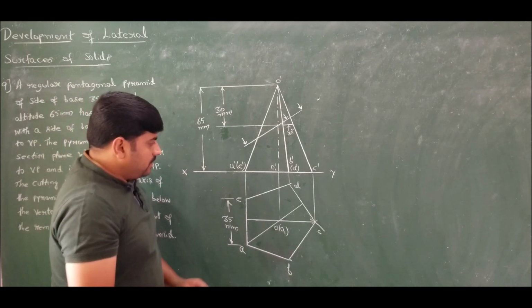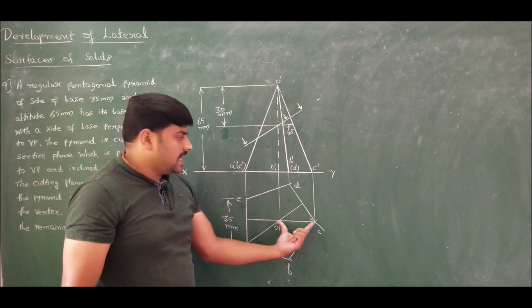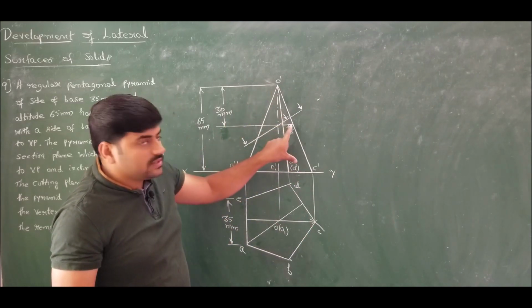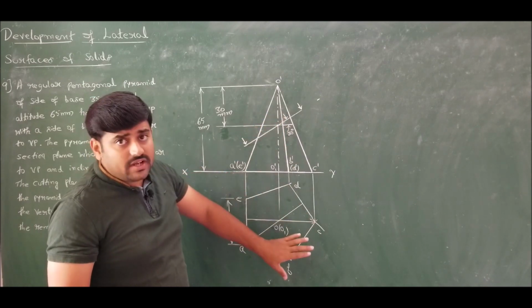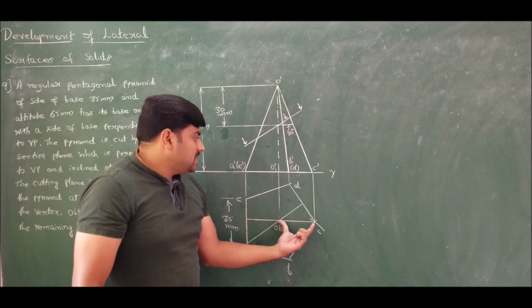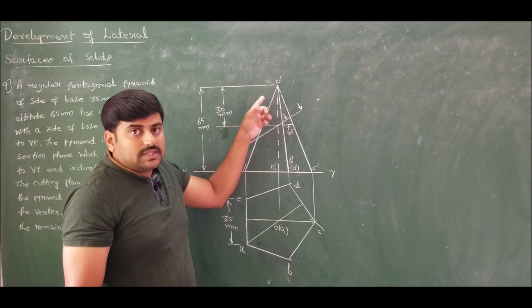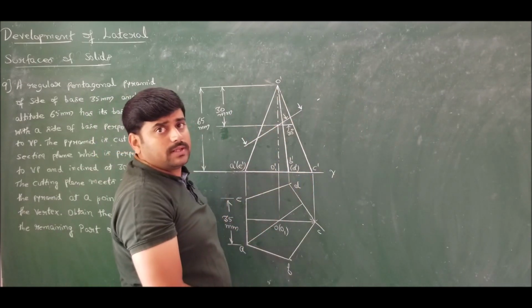Now if you carefully observe, the slant edge OC is parallel to VP. So C dash O dash will give us the true dimension of the slant edge. No need to rotate any of the edges, because the slant edge OC is parallel to VP. Therefore C dash O dash is the true dimension of the slant edge. So make use of O dash C dash to complete the development.